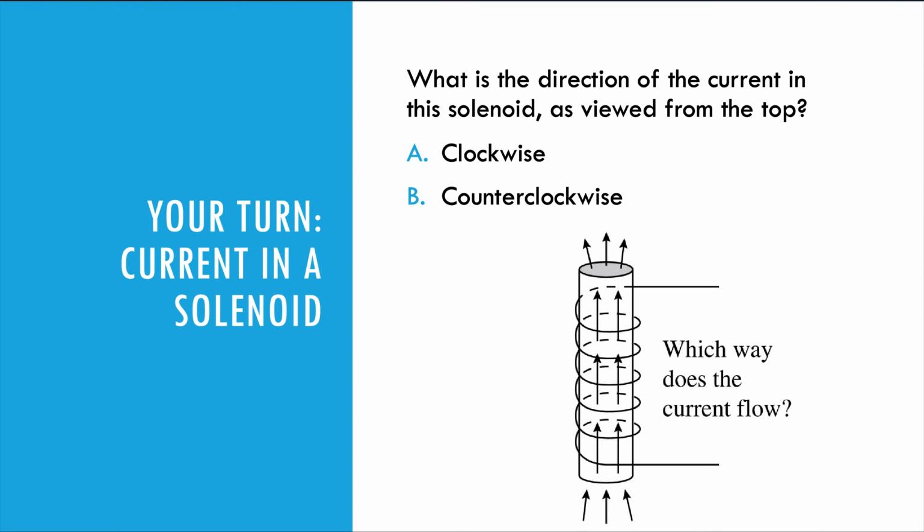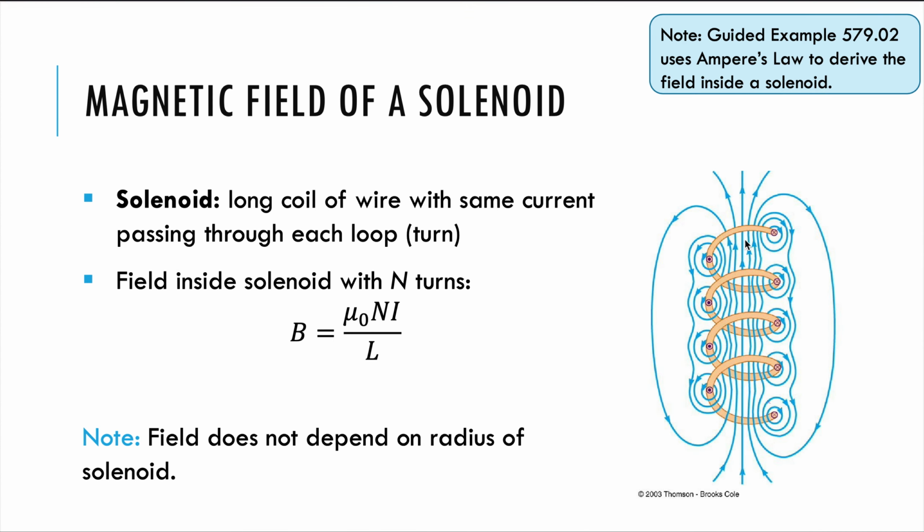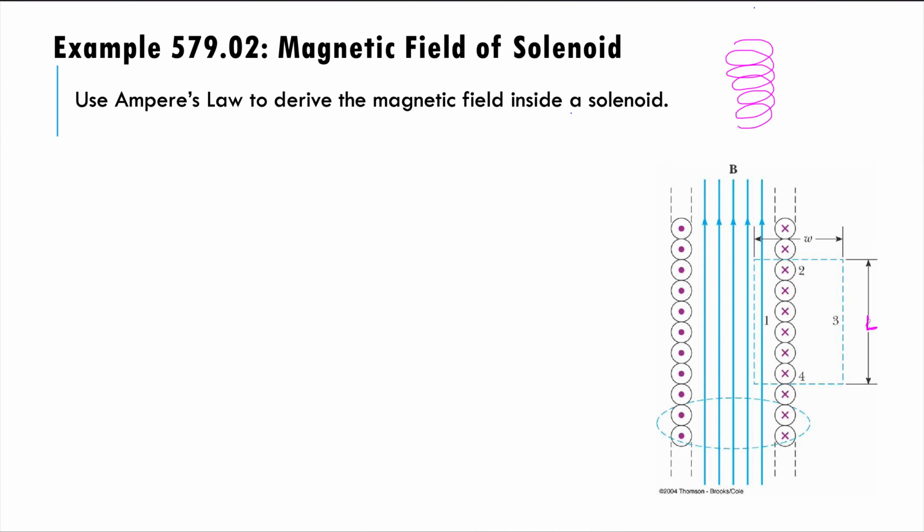Just to go back to that picture really quickly, this is what we saw: there is a very weak field outside, but there is going to be a very strong field that's approximately constant inside that solenoid. So let's go ahead and use Ampere's law to derive this expression. We're going to take the line integral of B dot ds, and that will equal mu naught times the current that is penetrating that surface made by that Amperean loop.